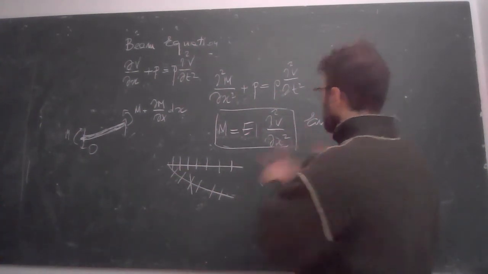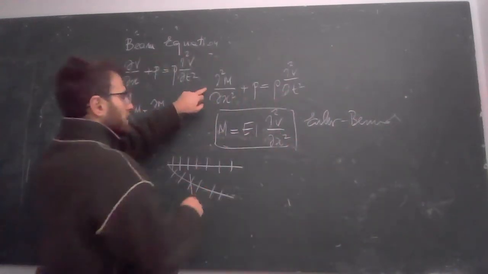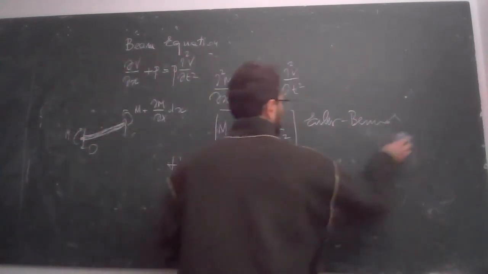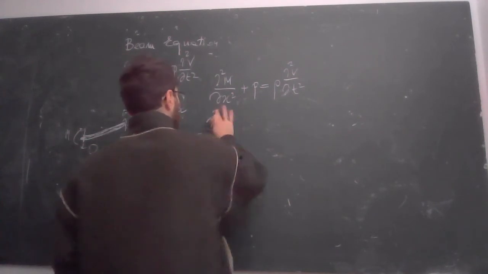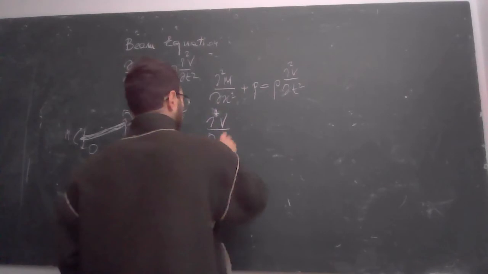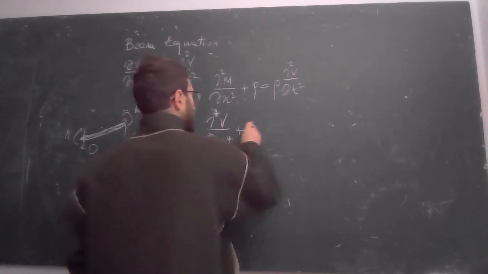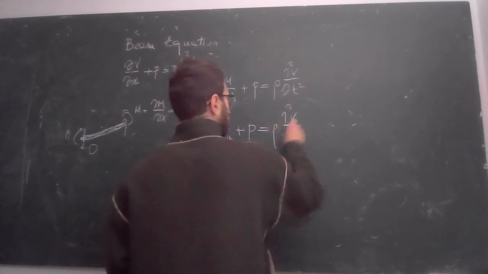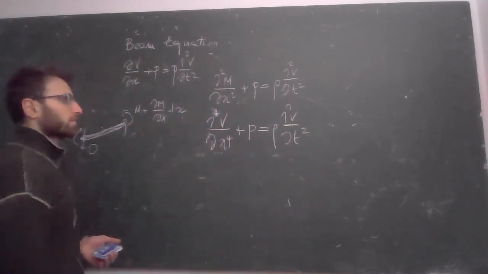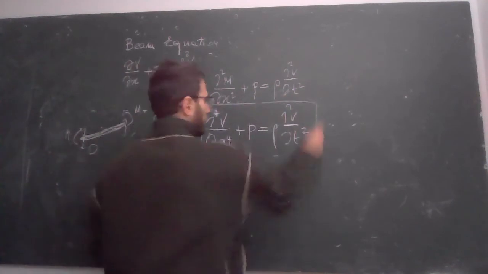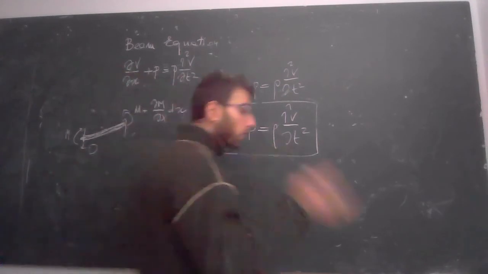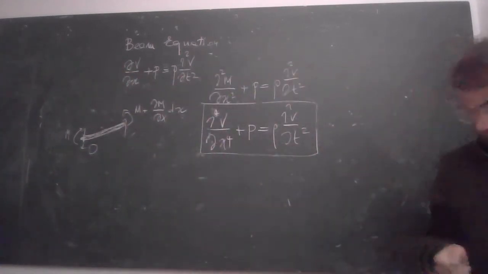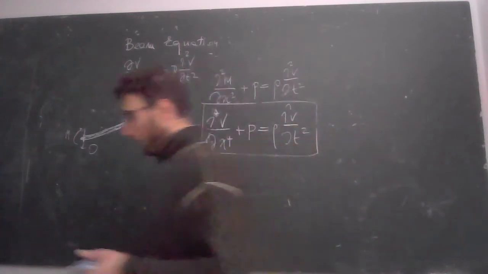Okay. So if we plug this equation inside, we will have EI times the fourth derivative of v over dx fourth plus p equal to rho d squared v over dt squared. This is the dynamic beam equation, indefinite. It's a fourth order partial differential equation.